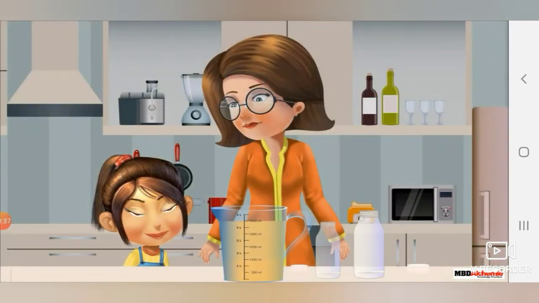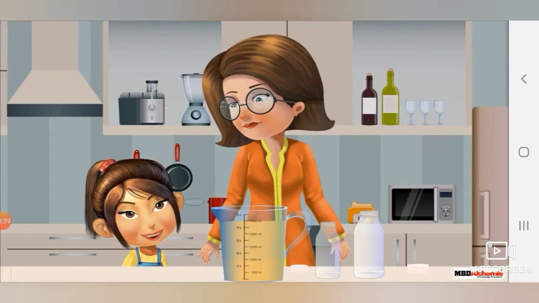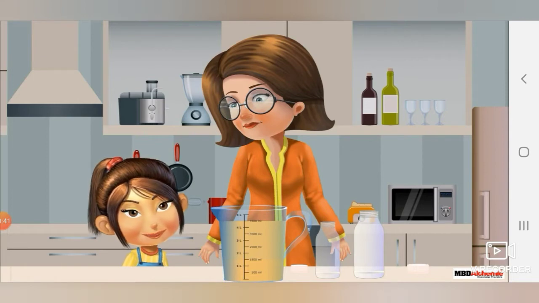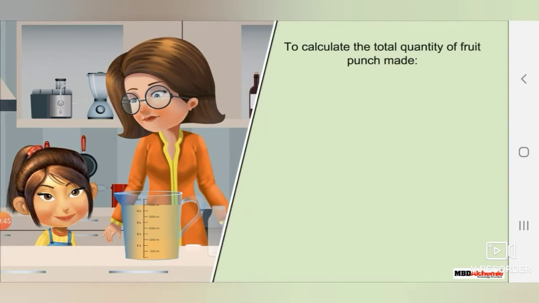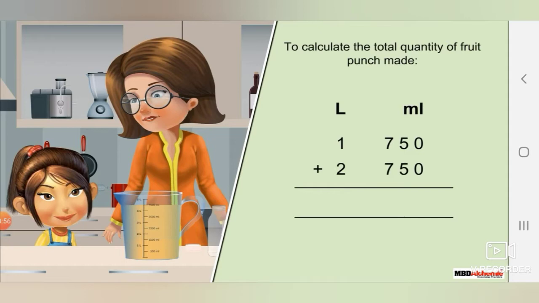Now, Alicia asks her mother, how many liters of fruit punch is she making? Then mother explains how to calculate this. To calculate the total quantity of fruit punch made, write liters and milliliters in separate columns and then add. 0 plus 0 is equal to 0. 5 plus 5 is equal to 10. Regroup 10 ml.